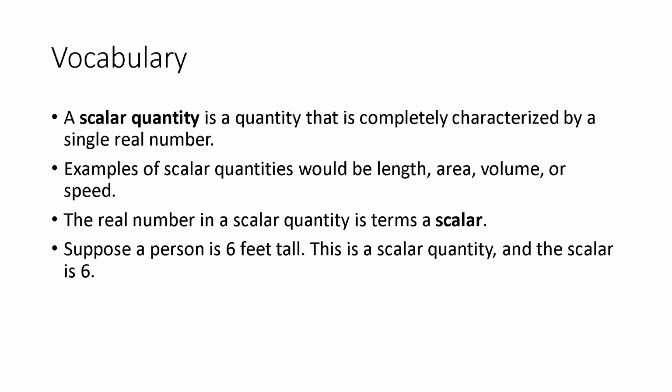A scalar quantity is a quantity that is completely characterized by a single real number. Examples of scalar quantities would be length, area, volume, or speed. The real number in a scalar quantity is termed a scalar. And as another example, suppose a person is 6 feet tall. This is a scalar quantity because it is completely characterized by a single value, and the scalar in this quantity is 6.